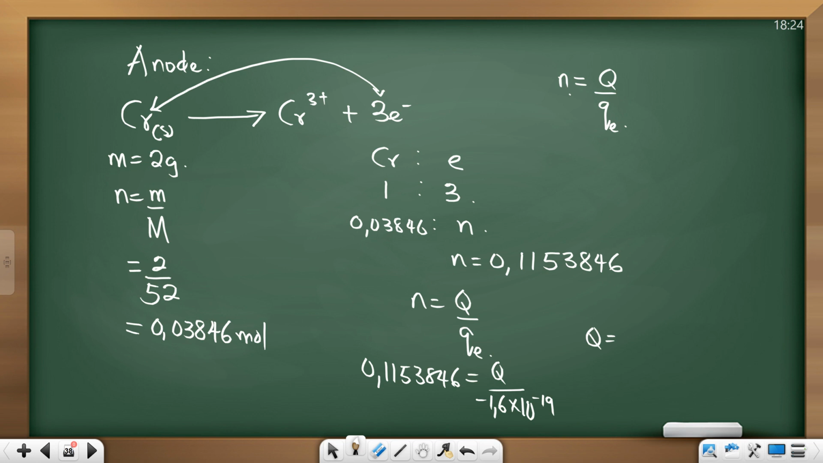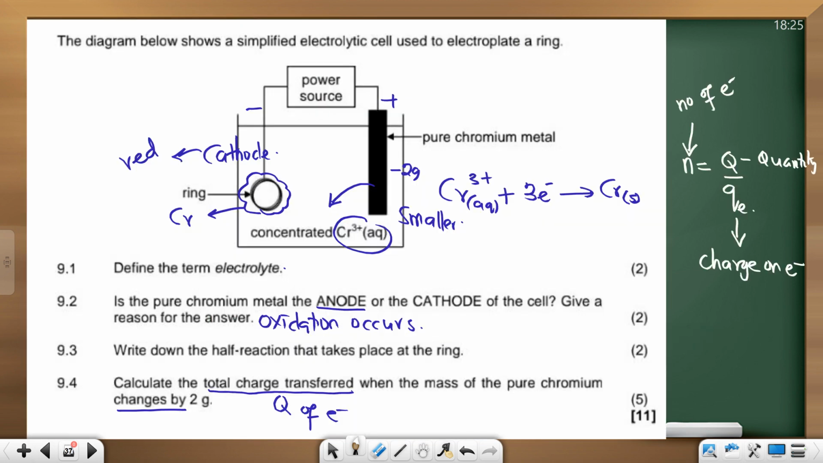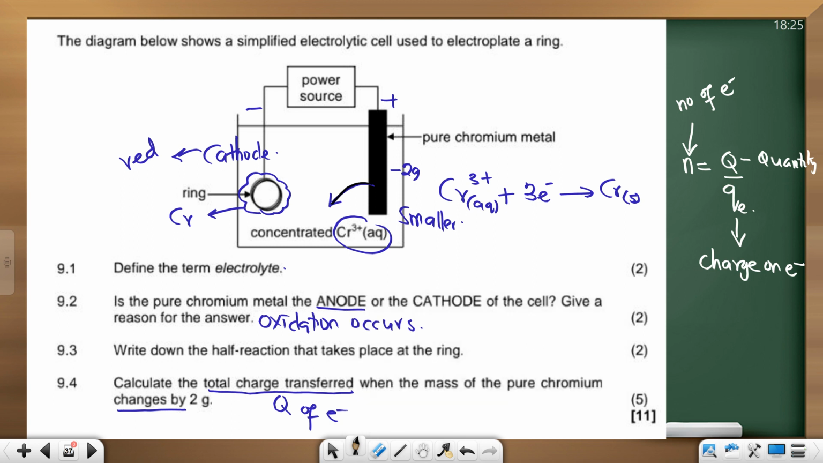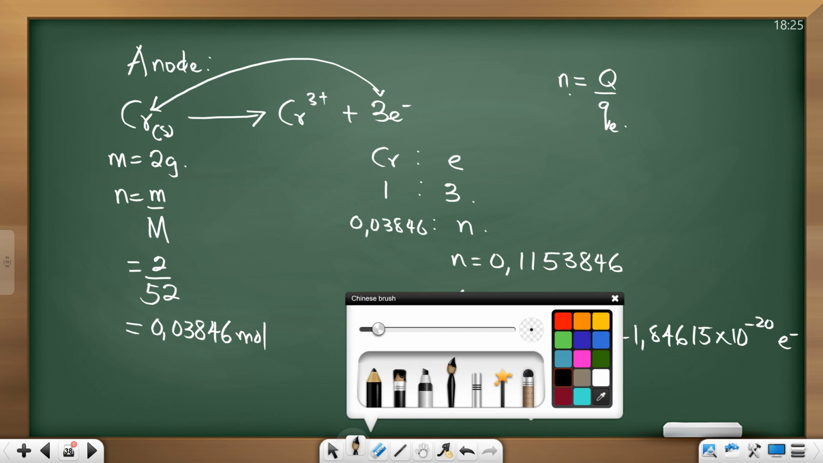What's your Q? I'll tell you what the negative is going to tell us now. Yes, we are multiplying by negative. So 1,846 times 10 to the power of something. Now, do you know what the negative tells you? Check the question. Calculate the total charge transferred. We are transferring charge from here, which means we are losing it. So what's the negative telling you? It's lost. But don't leave your answer like that.